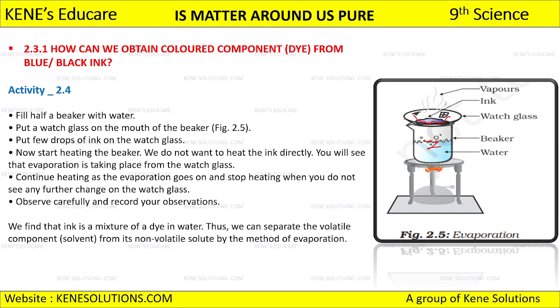When you do this, you will find that ink is a mixture of dye in water, and thus we can separate the volatile component, that is the solvent, from its non-volatile solute by the method of evaporation. How can we separate it? By the method of evaporation. And what are we doing in this method of evaporation?